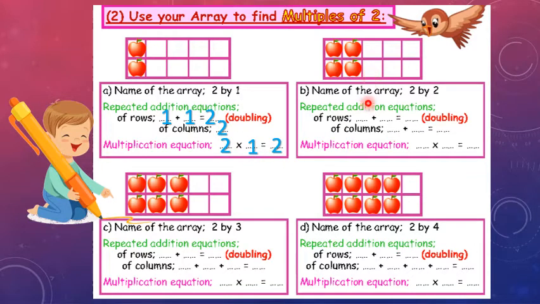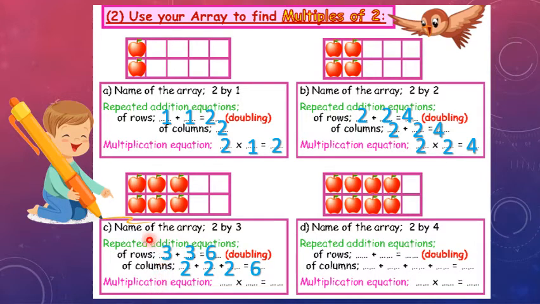Second array, name of this array is 2 by 2. It means 2 rows. Each row has 2 apples. It will be like this: 2 plus 2 equals 4. If you notice that 2 plus 2 is a double because 2 is the same 2, then it's called doubling, equals 4. If we use our columns, it will be like it in addition equation. It will be 2 plus 2 also equals 4. In our multiplication equation, it will be 2 by 2 equals 4. Good job.